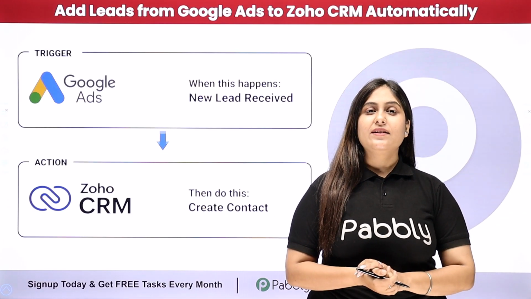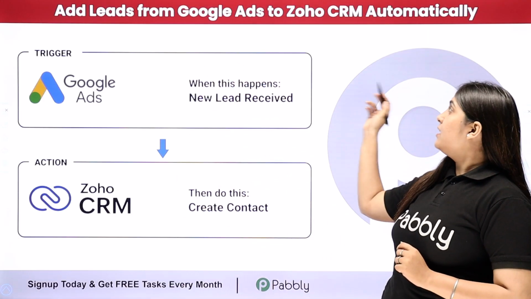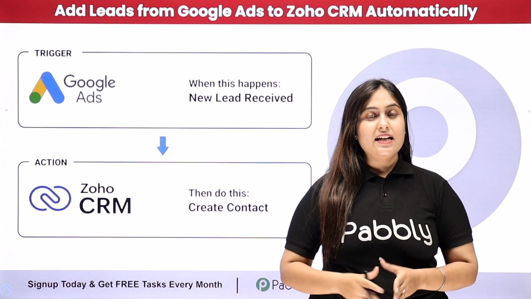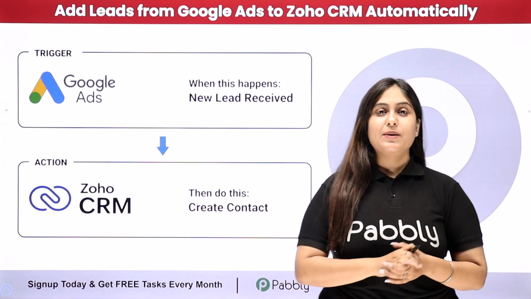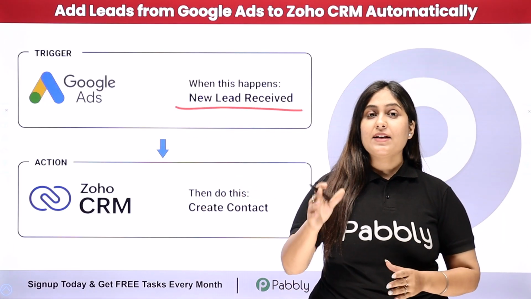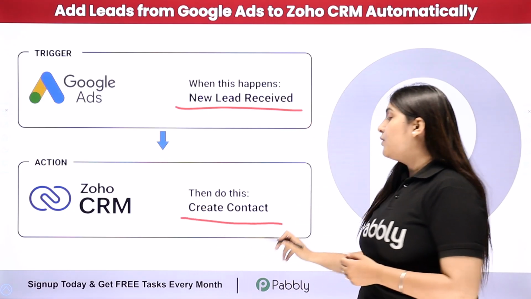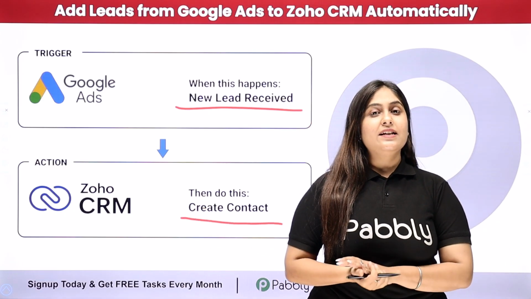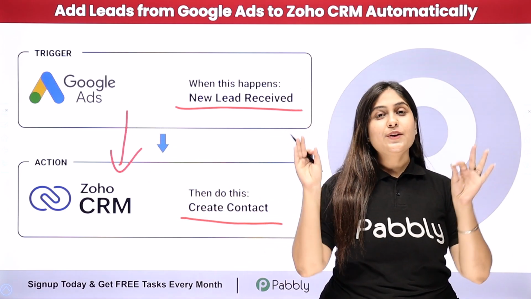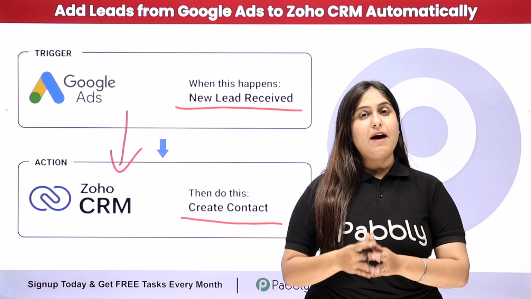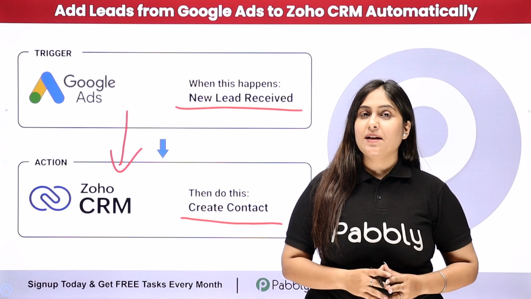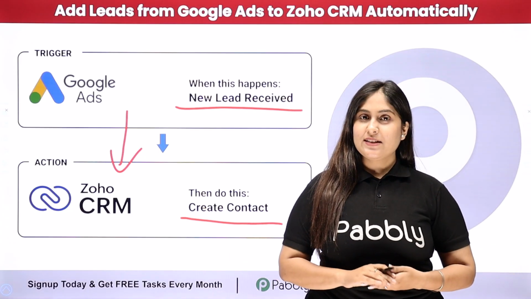In this video, we are going to understand how to add leads from Google Ads to Zoho CRM automatically. So I'm running Google Ads for my business, and here my objective is, as soon as I receive a new lead, then automatically and instantly I want to add that lead in my Zoho CRM account as a new contact. So now here to automate the entire process, I need to connect my Google Ads with my Zoho CRM account using an automation software named Pabbly Connect. So now here to see the working of this automation and to learn this process step by step, let me take you all to my screen.